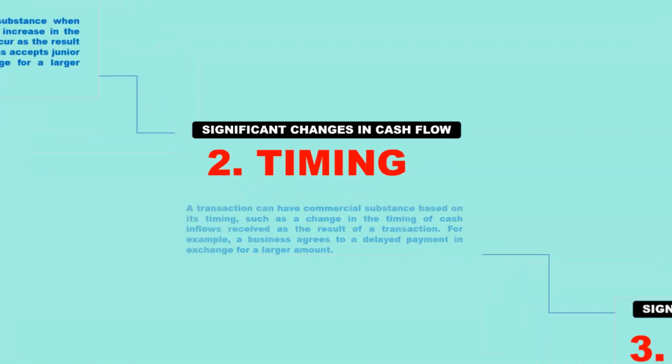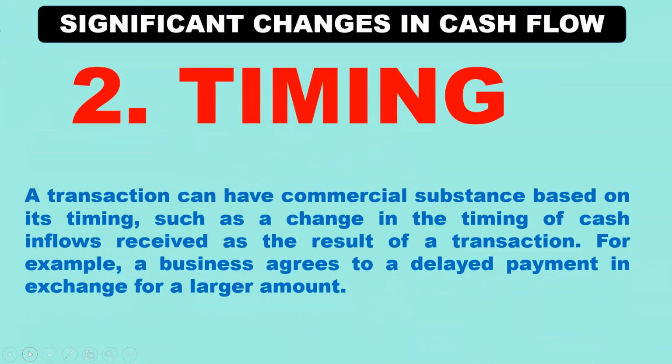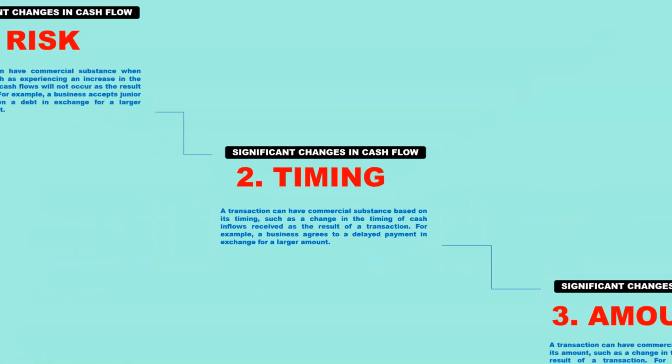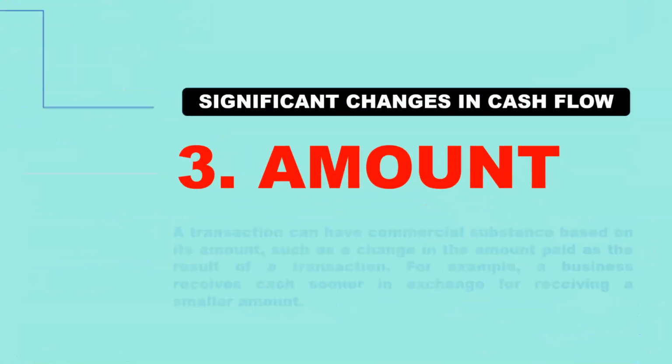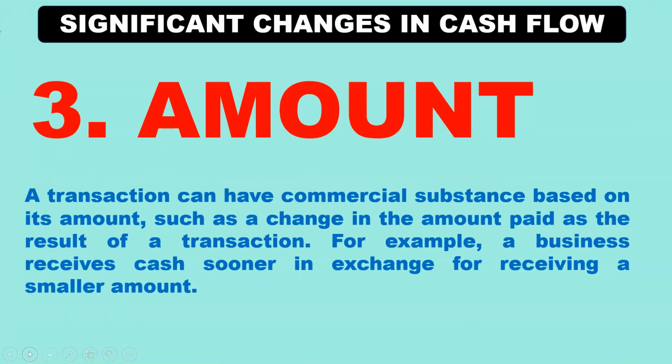Timing. A transaction can have commercial substance based on its timing, such as a change in the timing of cash inflows received as the result of a transaction. For example, a business agrees to a delayed payment in exchange for a larger amount. Amount. A transaction can have commercial substance based on its amount, such as a change in the amount paid as the result of a transaction. For example, a business receives cash sooner in exchange for receiving a smaller amount.